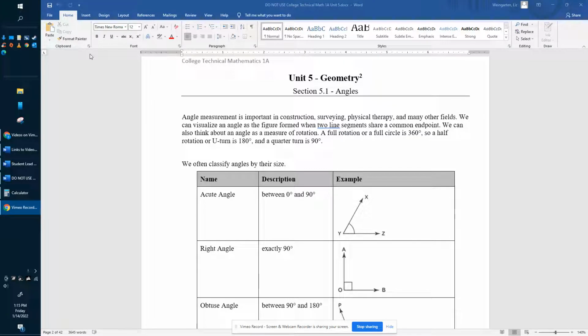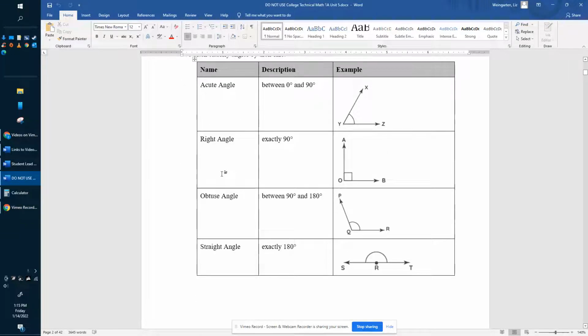The very basics of geometry stem from lines and the angles that they create. So these are a list of the different angles that we'll be using and how to classify them. We have an acute angle. That is an angle that is between 0 and 90 degrees.